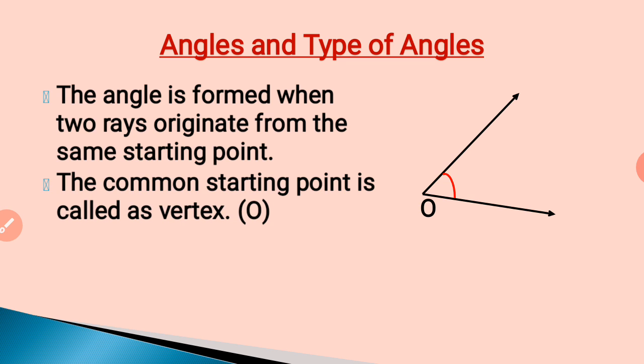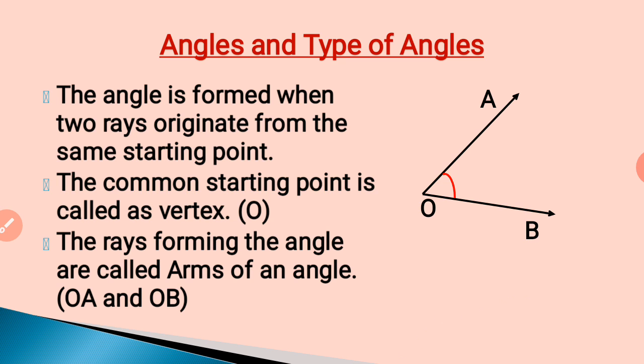Then the next one, the common starting point, is called the vertex. So you all know that starting point, here it is represented as O. The next, OA and OB are the two rays. The rays forming the angle are called arms of an angle. So there are two arms for an angle. We always name it from its starting point, that is the vertex. So the arms will be named as OA and OB.